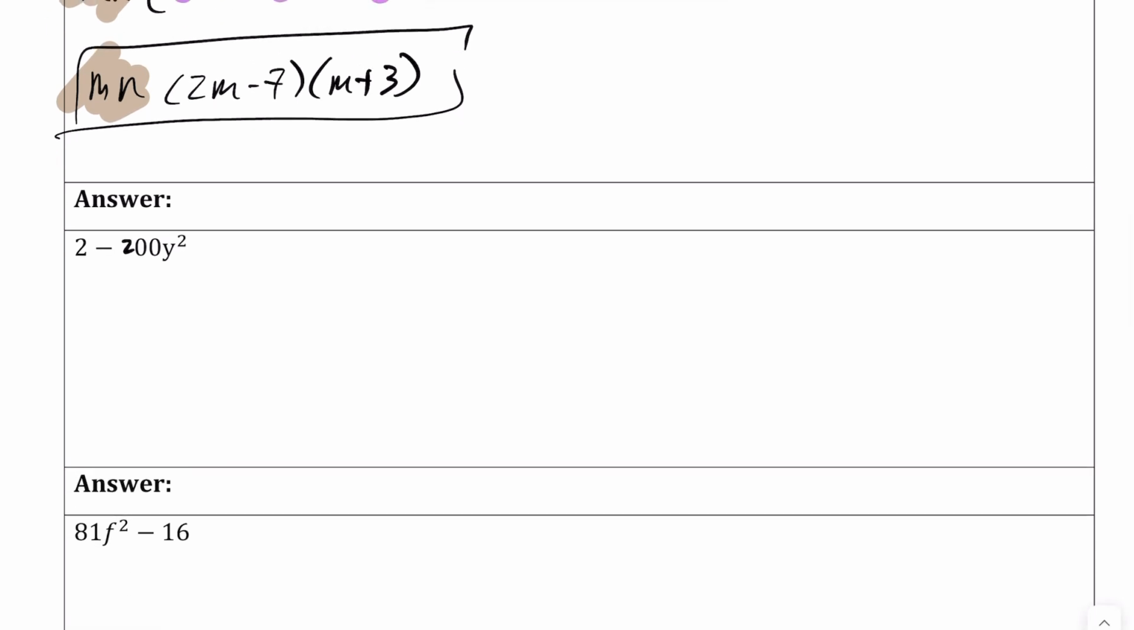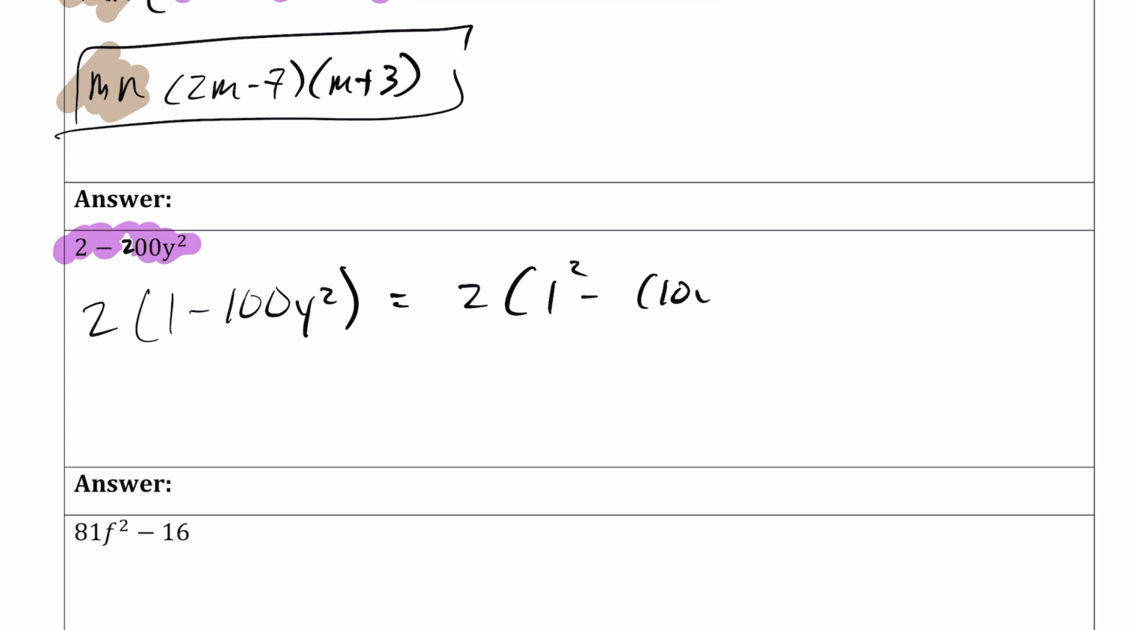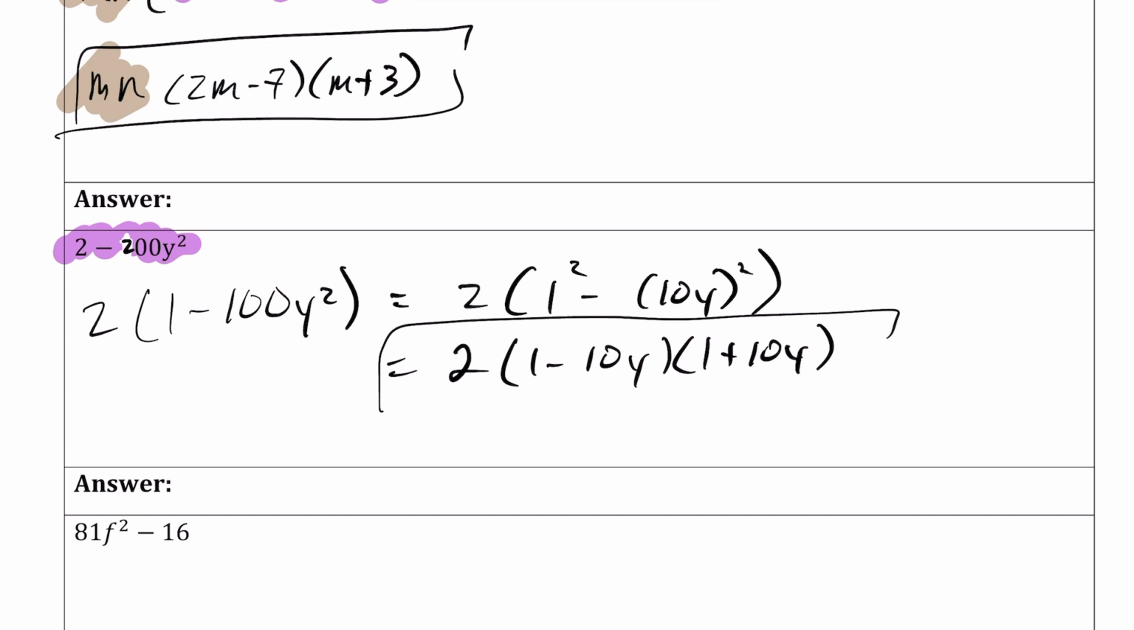So for the next one here, you're given what looks like a difference of squares, but you always want to look for a GCF, and I can see I can factor a 2 out of here, leaving me with 1 minus 100y squared. And then I can go ahead and express this as powers of 2, difference of powers of 2. And then our difference of squares formula kicks in, giving me 1 minus 10y and 1 plus 10y. And that is our answer.